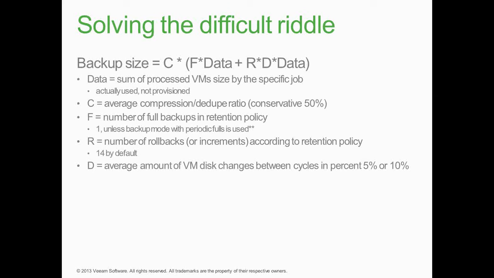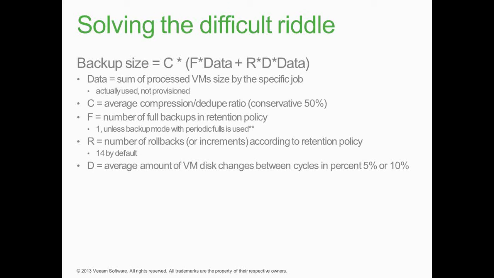It might vary. If you're backing up file servers, you might get compression and deduplication ratios of more than 80 to 90% as well. That's what you have seen in real-time environments. And if you have a huge database, you might have a little lower compression, but on a conservative level, you have 50% for sure. So F would be the number of full backups in the retention policies. So let's say I want to retain my backup jobs for 14 days. That would be the number of full backups. That's the F.